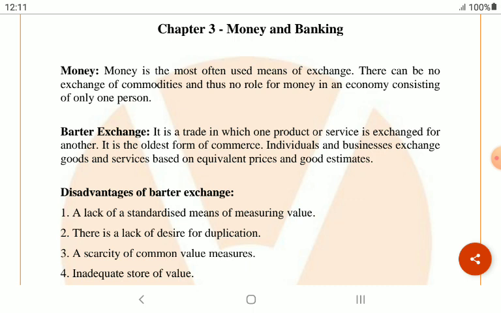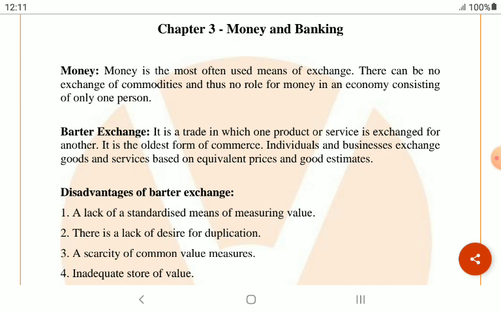What is money? They may ask for 1 or 2 marks. Money is the most often used means of exchange. There can be no exchange of commodities, and thus no role for money, in any economy consisting of only one person. So this is the meaning of money, if they ask for 1 or 2 marks.